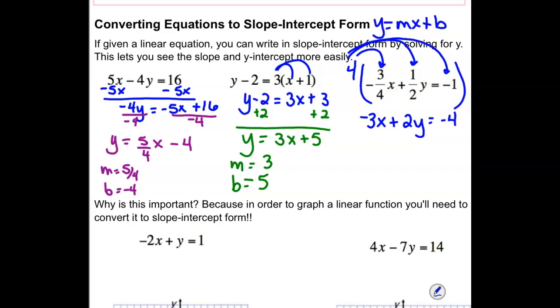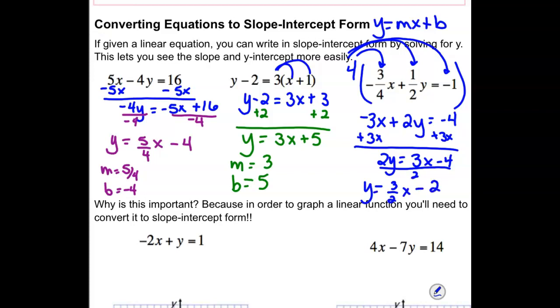And now it's similar to my first example where I'm trying to get y by itself. So I'm going to add the 3x to the other side. So I have 2y equals 3x minus 4. And then I can divide everything by a 2, and I get y equals 3/2 x minus 2. -4 divided by 2 would be -2. So again, I can identify my slope and I can identify my y-intercept.